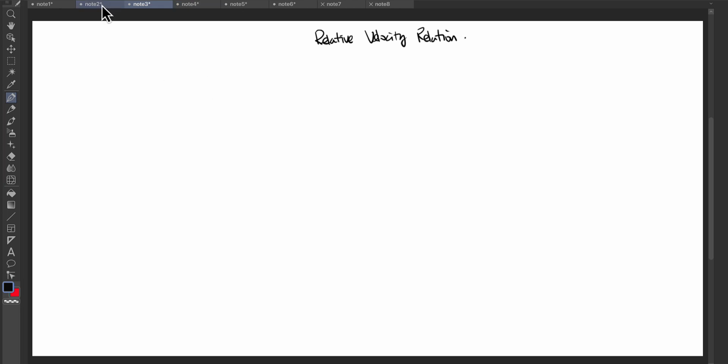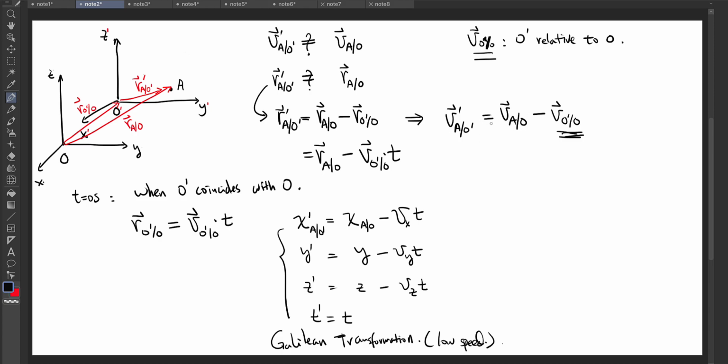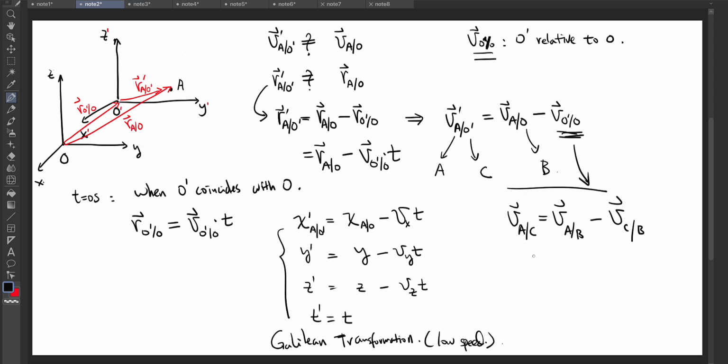And it actually comes from the previous discussion of the relative velocity. So now let's say I want to call this O prime here C, and A is still A. And I want to call O here B, object B. Then I have the formula I want. I want to calculate the velocity of A with respect to C, then it equals A with respect to B minus C with respect to B. I have that equation, just a direct translation from the previous relation.